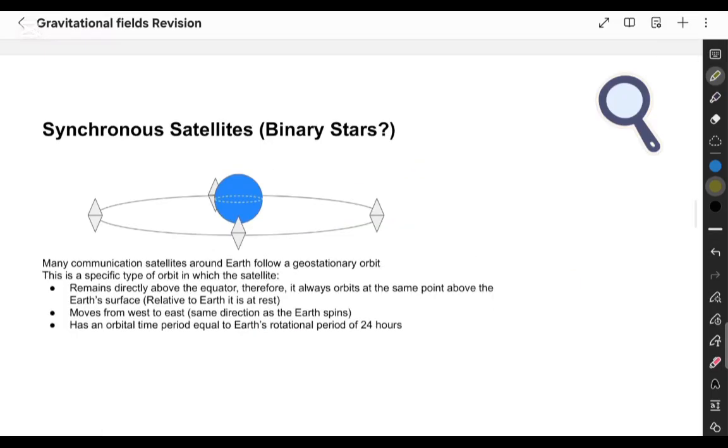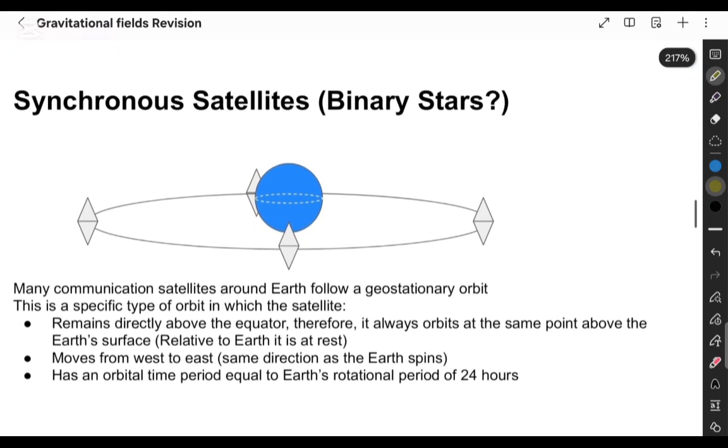Now, last very important thing. This is outside of spec, but really, this comes up so much, and I don't know why they haven't kept it in the spec. It's there in the Cambridge spec, so I do want to teach you this. This is called the synchronous satellites, and we're going to be looking at what this is. The orbit of a synchronous satellite is called geostationary orbit.